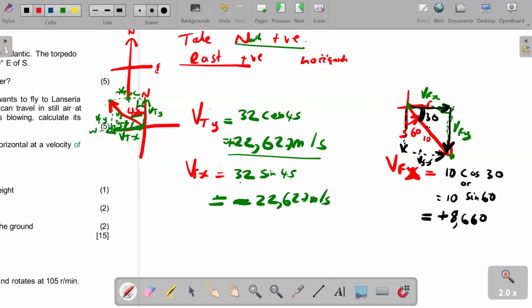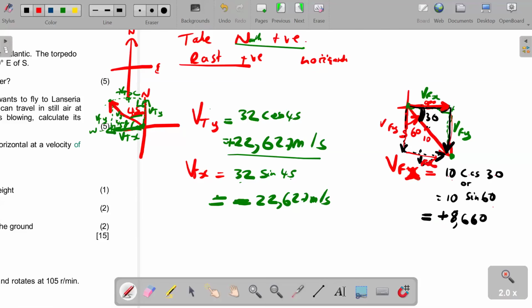This is VFX that I'm indicating here. So I am saying it's 10 cos 30 because this is my adjacent while this is my hypotenuse. I could have said 10 cos 30, or I can say 10 sine 60 if I use this direction. So this is my VFX, while this is my VFY, because this is the vertical component. It's vertical, while this is horizontal, right?